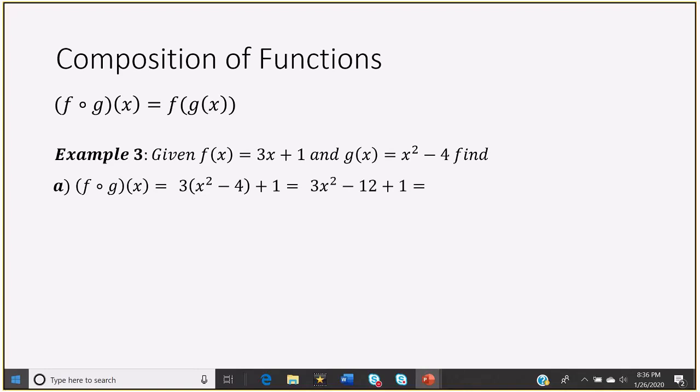And then I just simplify from there. Distribute the 3 to both terms. Negative 12 plus 1 gets me negative 11. And so f of g of x is 3x squared minus 11.